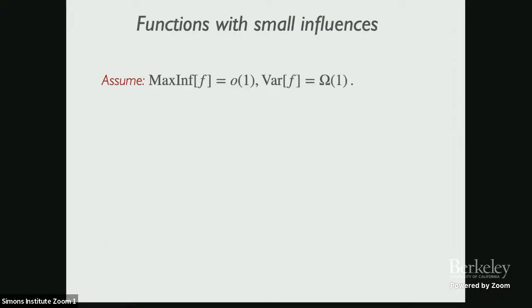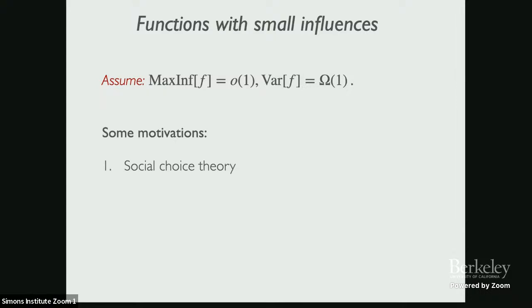In this talk, we will be interested in such functions, namely functions whose max influence is very small. Like in the previous examples, it is polynomially small. Also, for simplicity, let's say that these functions output 0 and 1 with about equal probability over uniformly random inputs, and we call such a function a balanced function.